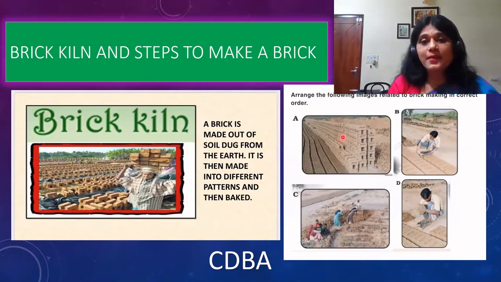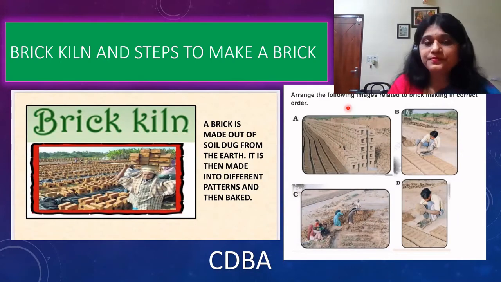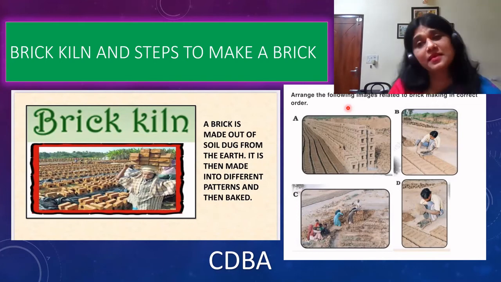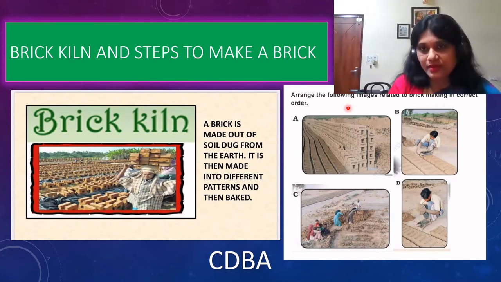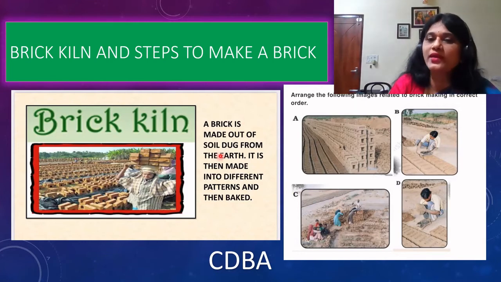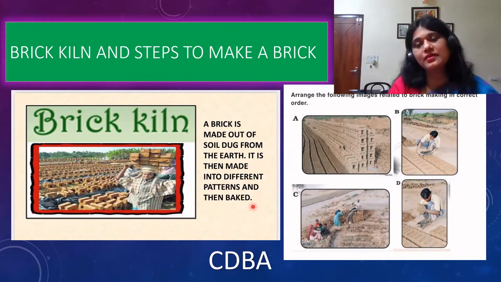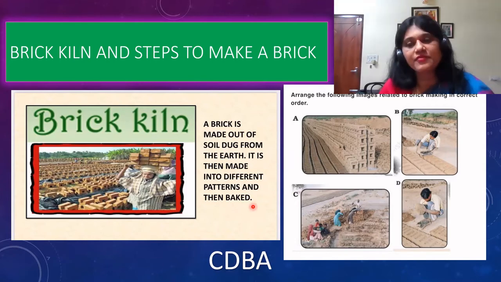Brick kiln and steps to make a brick. A brick kiln is the place where the bricks are kept and stored. A brick is made out of soil dug from the earth. It is then made into different patterns and then baked. Baking is done in the furnace in high heat, and then they are kept in the kiln.